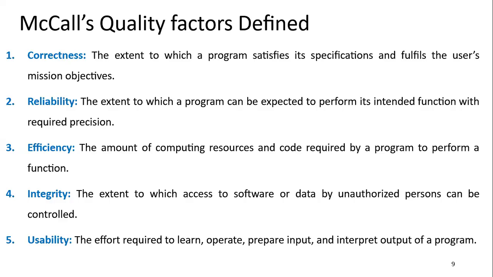Third one is the efficiency, the amount of computing resources and code required by the program to perform a function. Fourth one is the integrity, the extent to which access to software or data by unauthorized persons can be controlled. Fifth one is the usability, the effort required to learn, operate, prepare input, and interpret output of a program.